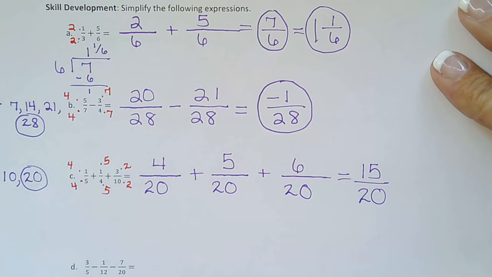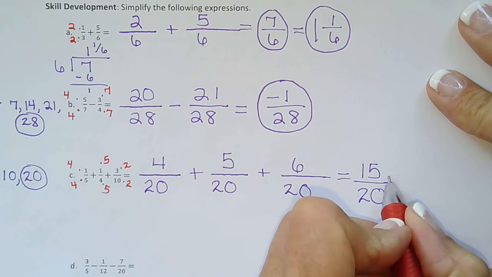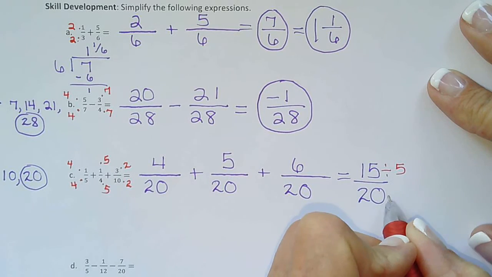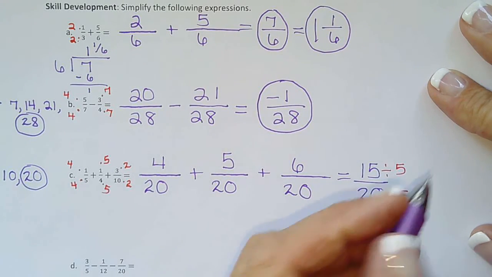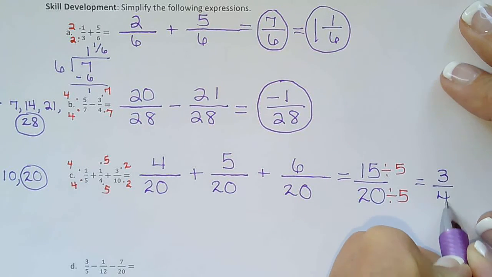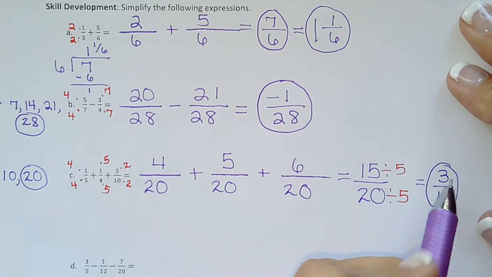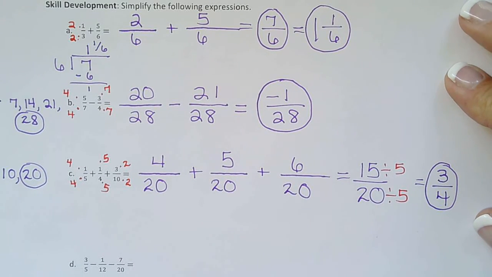Does that look simplified to you? Nope, it ends in 5 and 0. What number goes into everything that ends in 5 and 0? 5. So 15 divided by 5 is 3. 20 divided by 5 is 4. You can always check it, times 5, and you should get that number back. So these aren't too bad, are they?